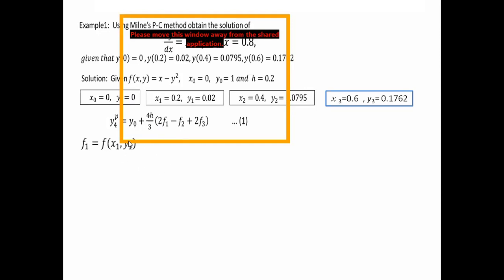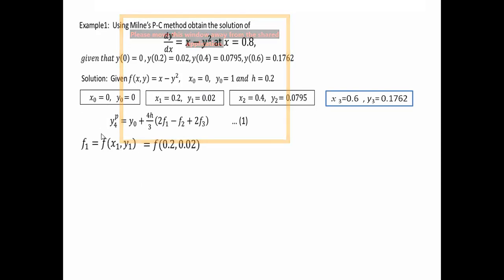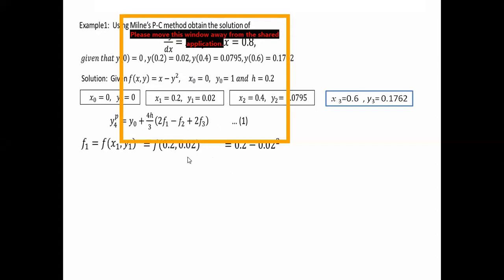So what is f1? f of x1 comma y1. That is f of x1 means 0.2, y1 is 0.02. Note that it is f of 0.2 comma 0.02. But how is f of x comma y given? The relation between the variables is x minus y square. That means x coordinate minus square of the y coordinate. X coordinate is 0.2 minus square of the y coordinate, that means 0.02 square. On simplification, we see that it is 0.1996.